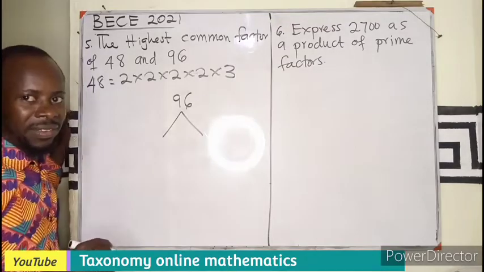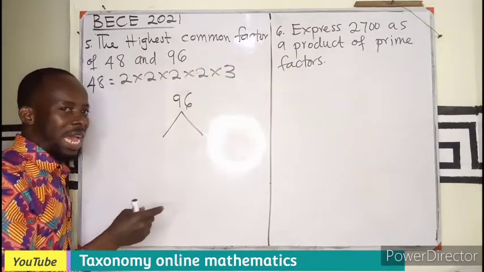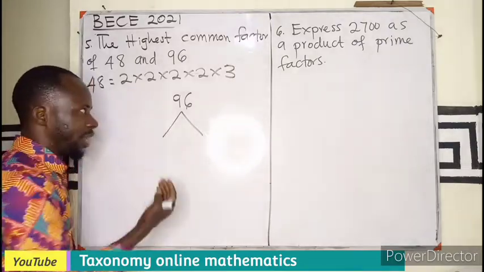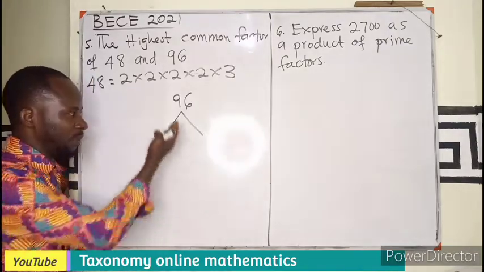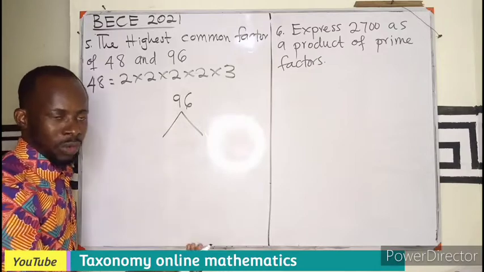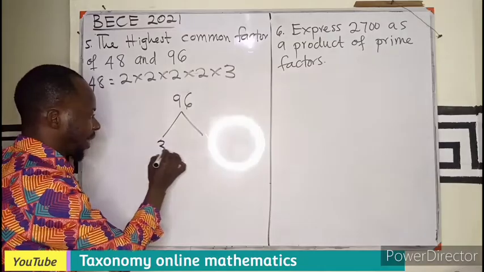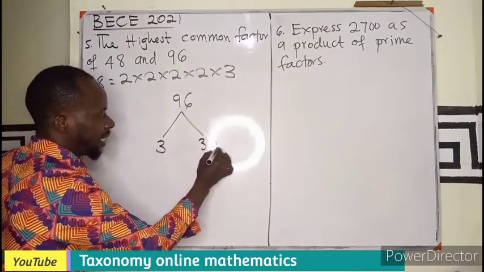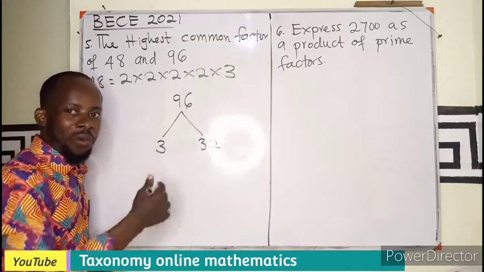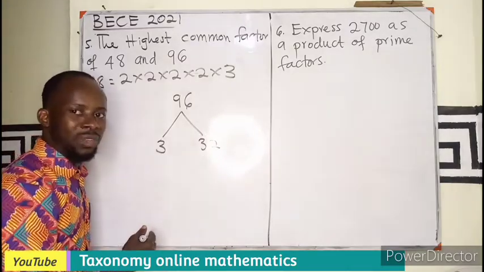So 96, if I want to take, I can take what? 2 and 48. You know, 2 can go here 48 times. I can also take what? 3 and 32. So let's say I have 3 and I have 32. What are the other numbers that are factors that we can break this into?